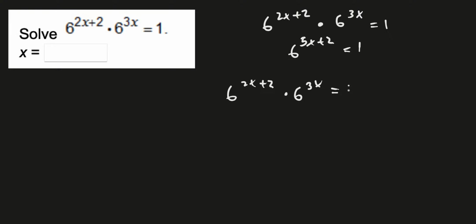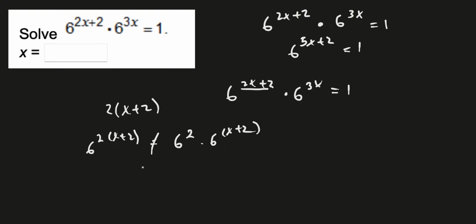Another thing I noticed is we have this 2x plus 2, and we can factor out a 2. Is that going to be useful? It seems like it might be at first, but you might be confusing a rule that we just used. You might think we can write this as 6 raised to the 2 times x plus 2, which is equal to 6 raised to the 2 times 6 raised to the x plus 2. This is not equivalent. This is not accurate. The rule goes like this: a to the b times a to the c is equal to a to the b plus c, not times c. So this is not going to work out.